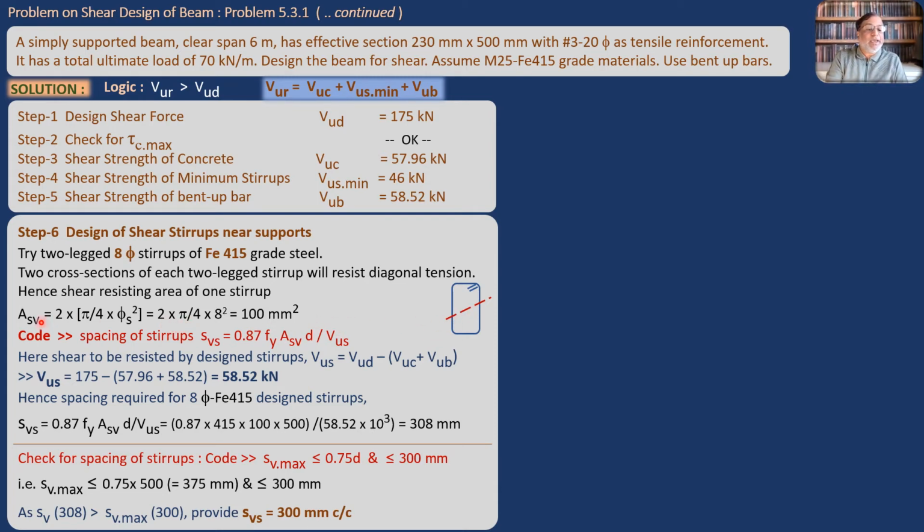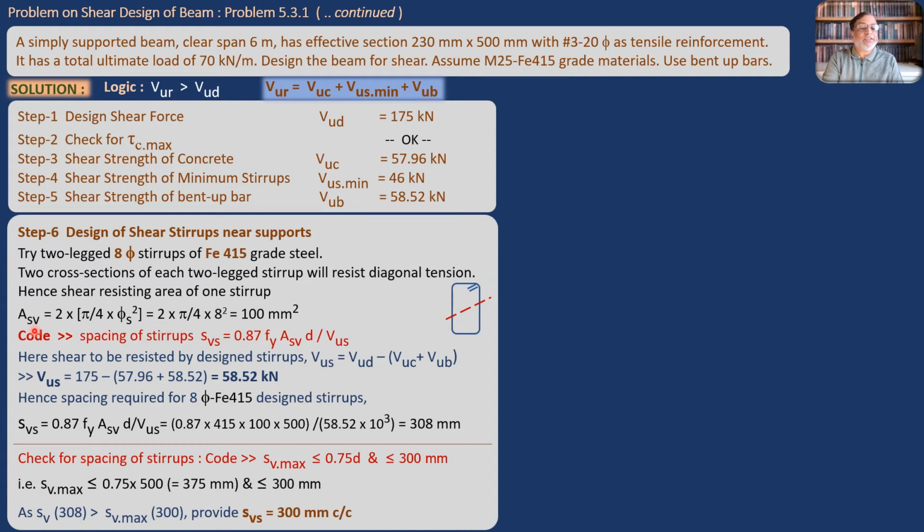Here you can see ASV is 2 into pi by 4 into phi s squared. Phi s is the diameter of the stirrup bar. We are taking 8 mm phi stirrups. So this is 8 square, and we are using 2 legged stirrups. So we are getting this 2 here. If you are using in some other problem 4 legged, 6 legged or 3 legged stirrups, instead of this 2, you can get accordingly 3, 4, 5, 6, whatever. But the other types of stirrups are not commonly used, the most common are 2 leg stirrups. So this 2 stands here.